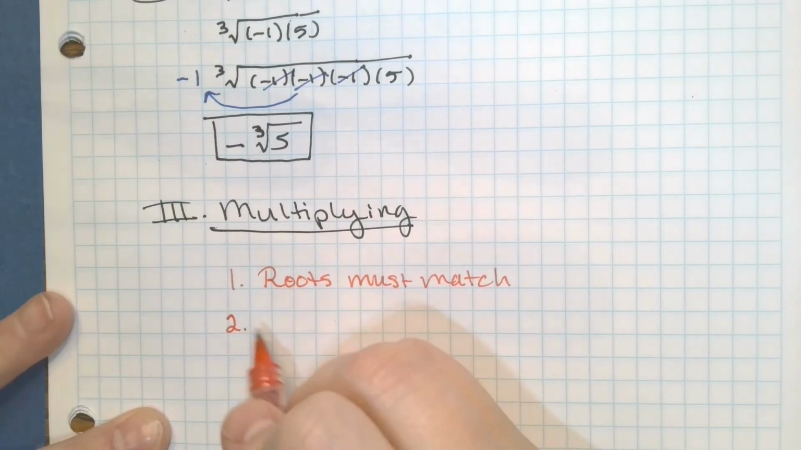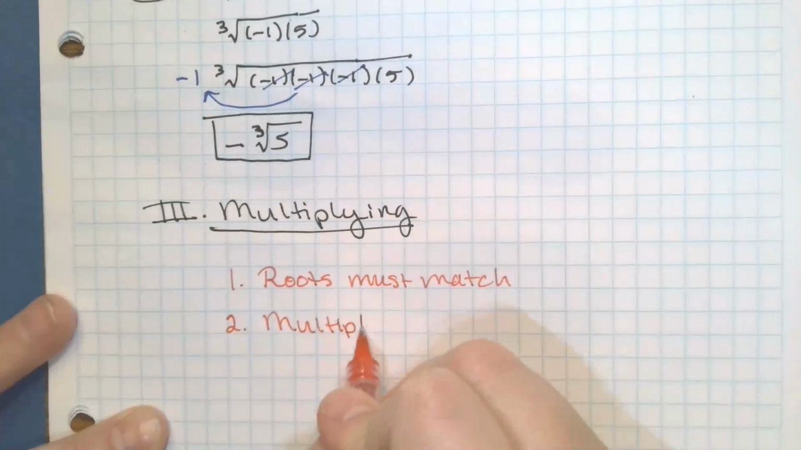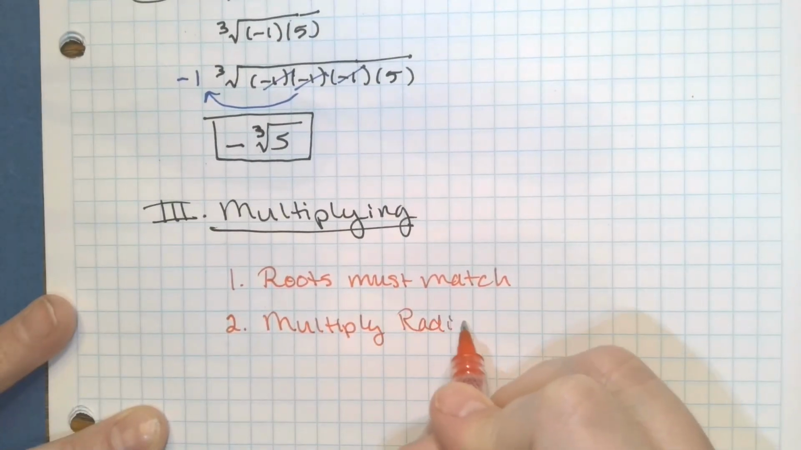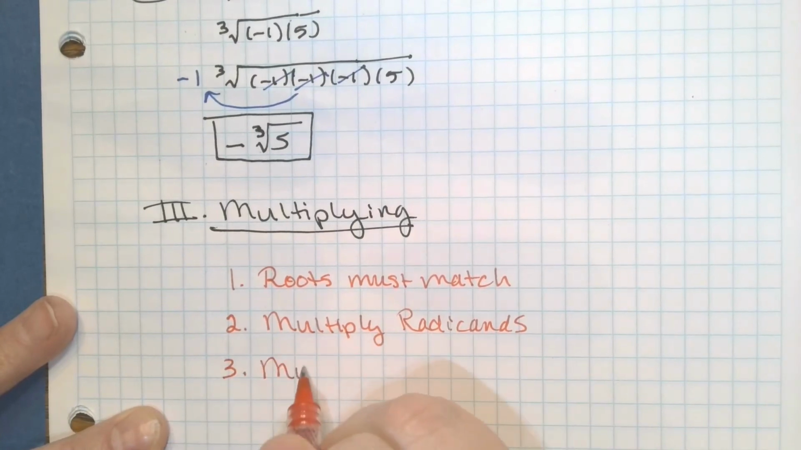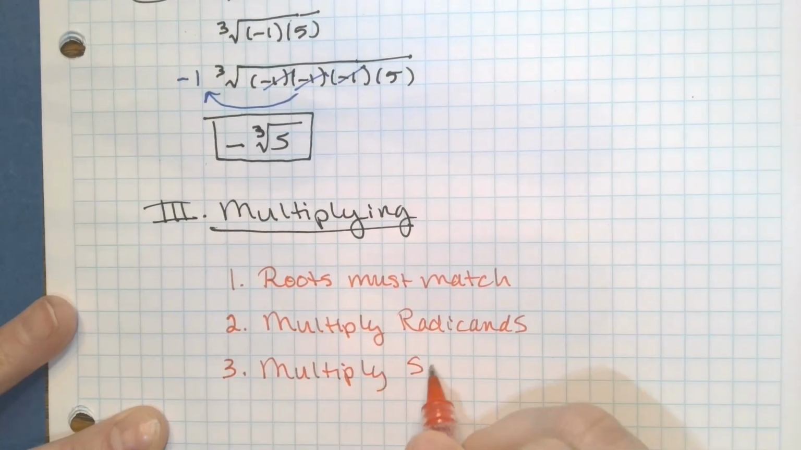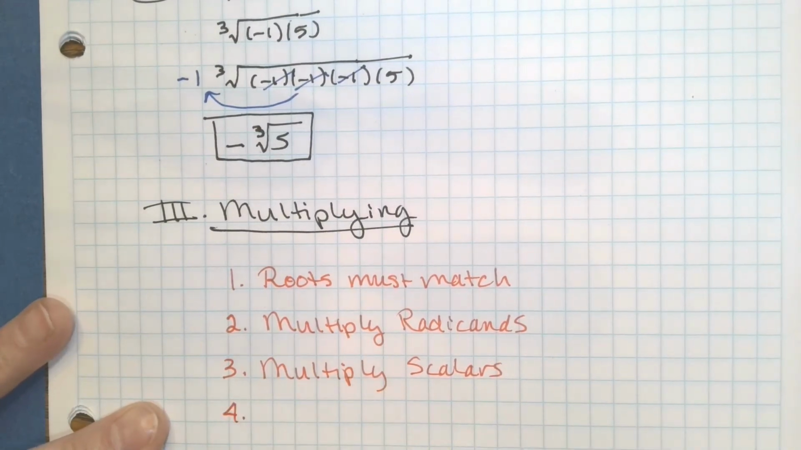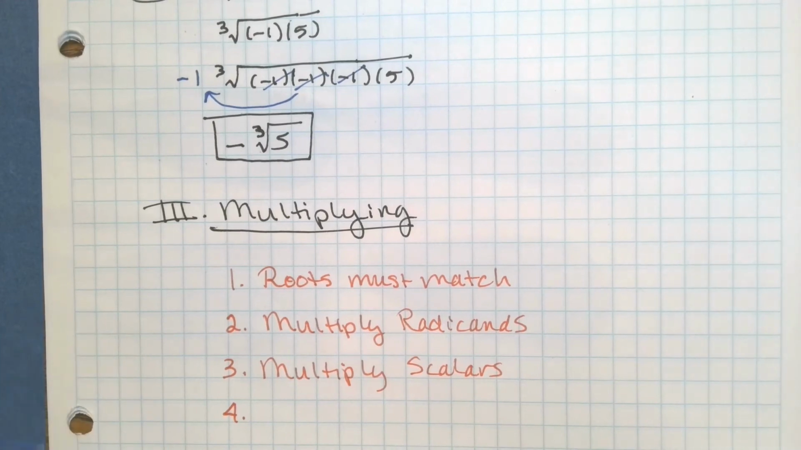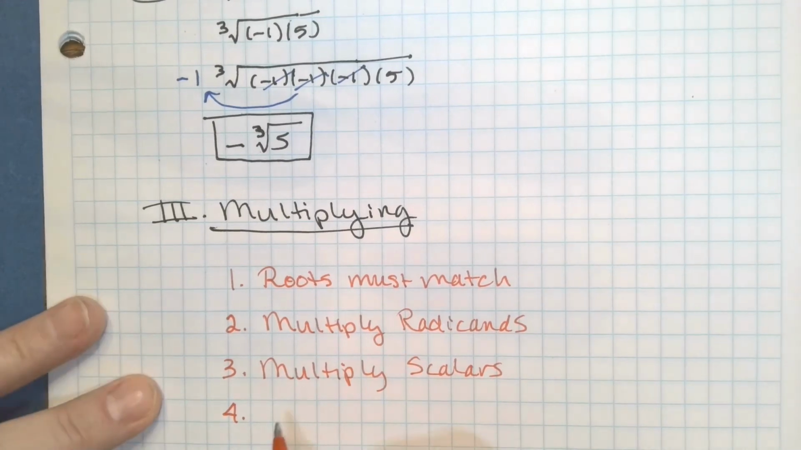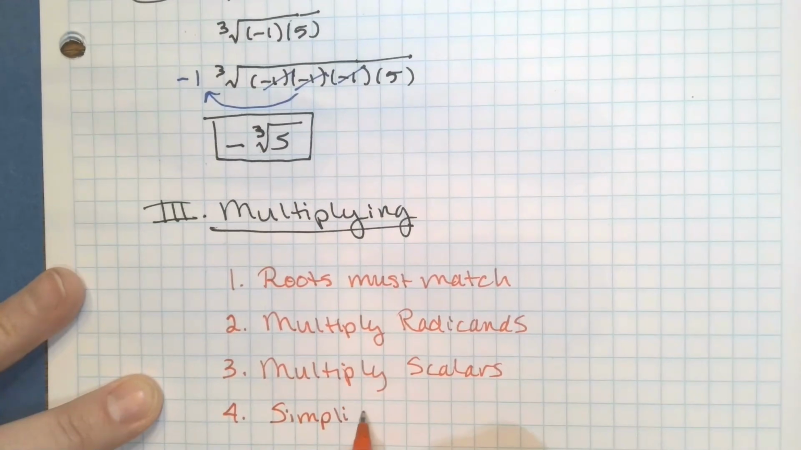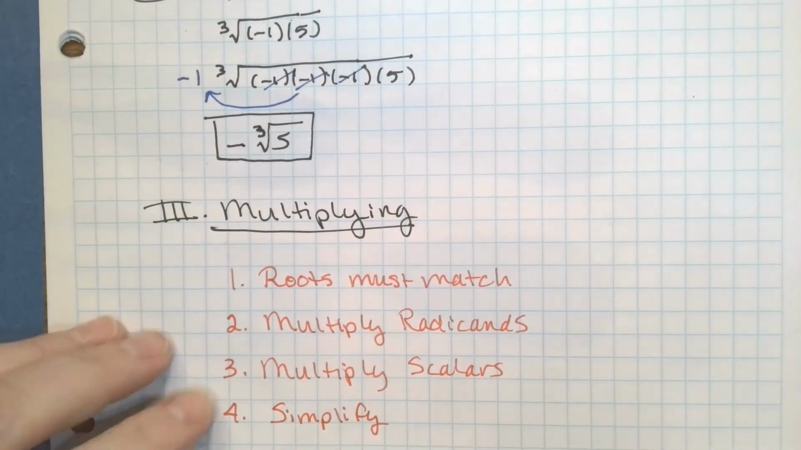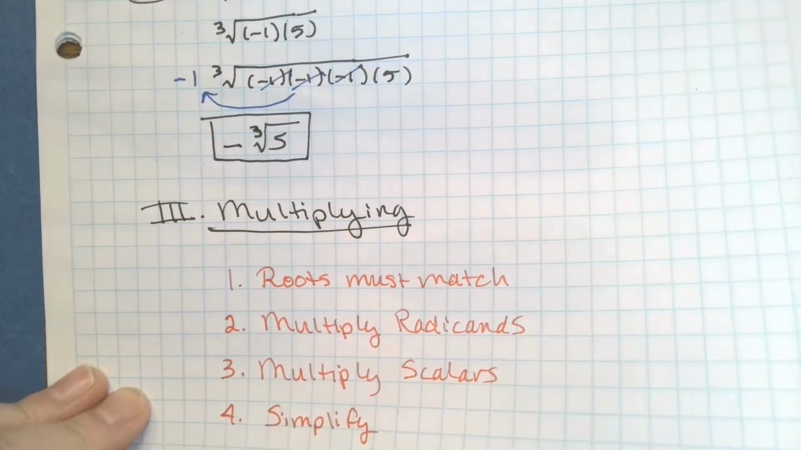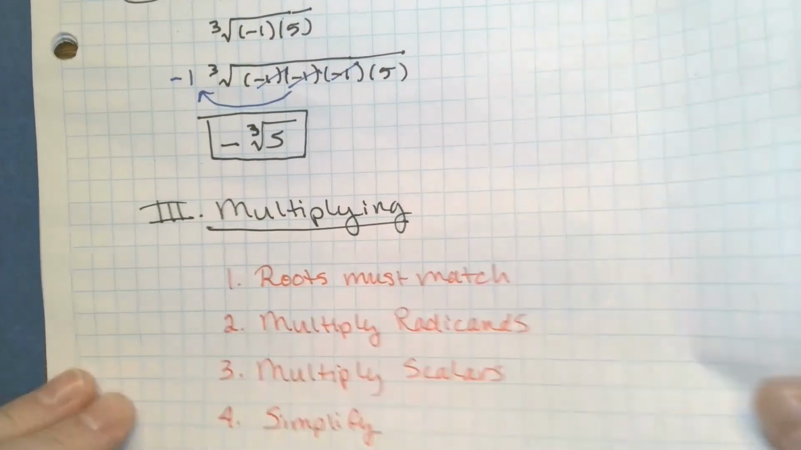Second step is you're going to multiply the radicands together. Step 3, you're going to multiply the scalars together. And step 4 is what we've just been practicing. Once you have the two numbers multiplied into one number, then you're going to simplify that one radical into the form that it needs to go. This is pretty easy, so I'm just going to show you one example and call it good for the notes today.